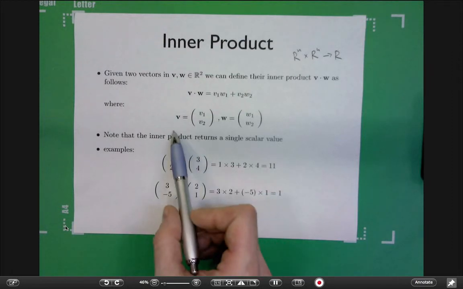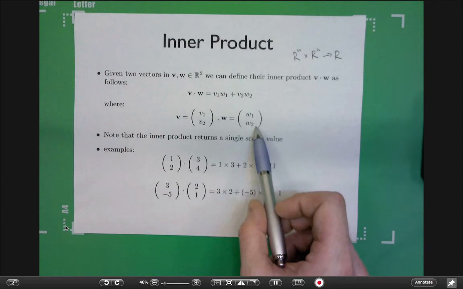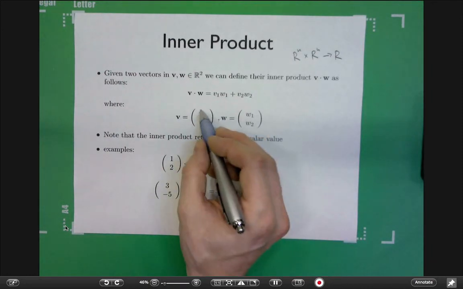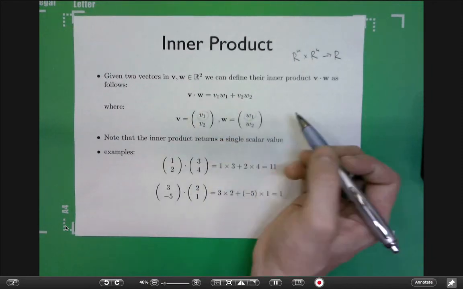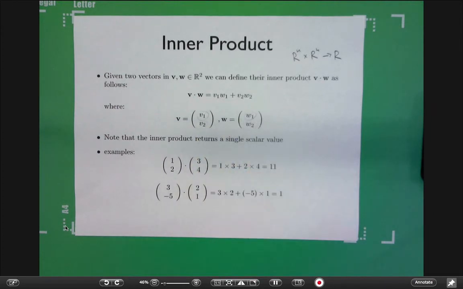So if I have these two vectors, v with components v1, v2, and w with w1, w2, what I do is take this one, multiply it with this one, and add it to this guy multiplied with this guy. Most have seen the inner product before, I suppose. It's also called the dot product or the scalar product.